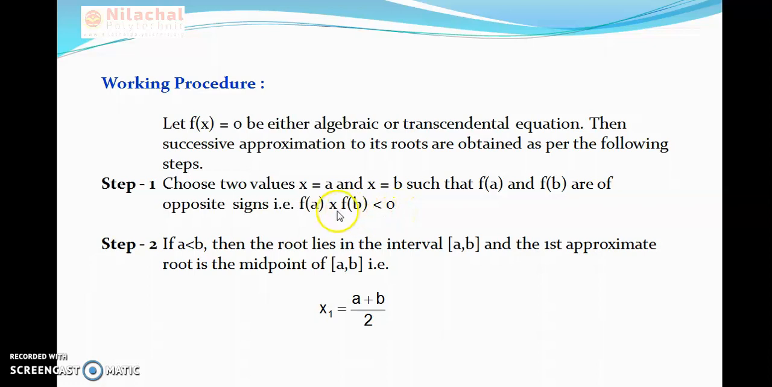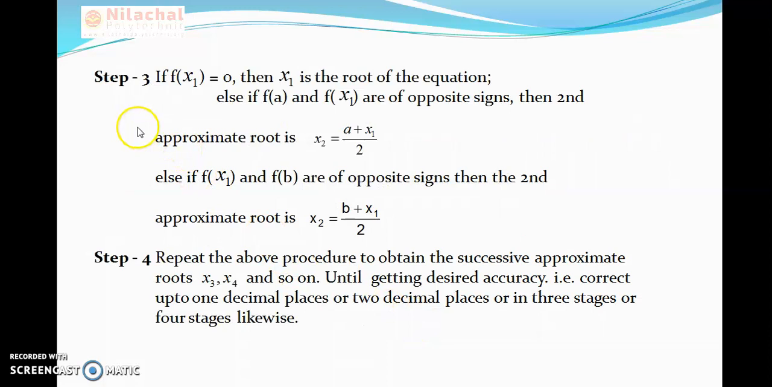Okay, so we have to choose. Second step: if f(a) is less than f(b), then the root lies in the interval (a, b), and the first approximation root is the midpoint of a and b. That is the formula for x1. This is known as the first approximation root. x1 equals (a plus b) by 2. Clear? This is the second step.